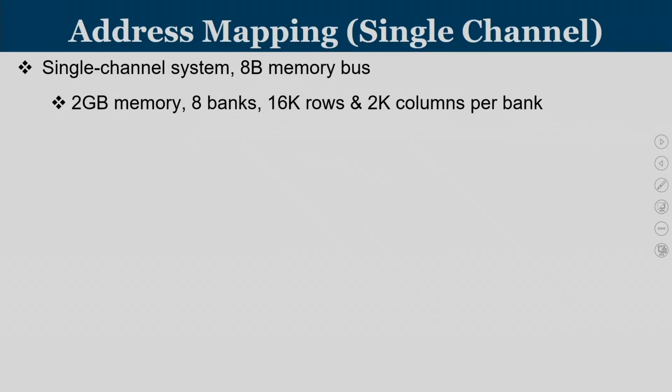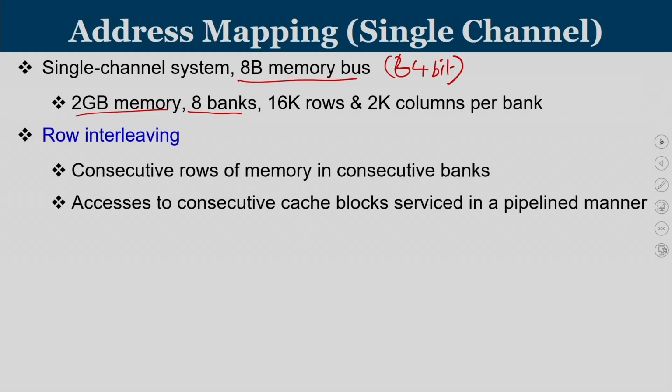Consider the case, we have a single channel. Let's say we have an 8-byte memory bus. That means the memory can transfer 64 bits of information. That's why it's called an 8-byte memory bus. And you have a 2 GB memory, which consists of 16K rows and 2K columns per bank. And you have 8 banks in total. Since it is 2 GB, the total address bits would be 31 bits.